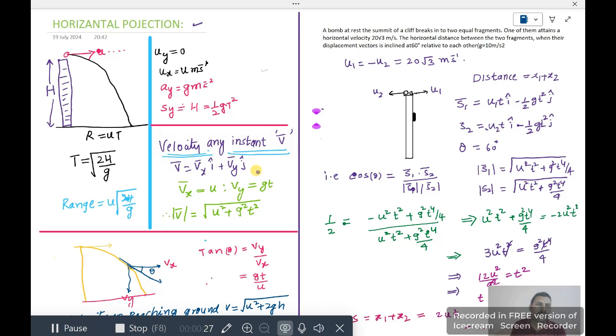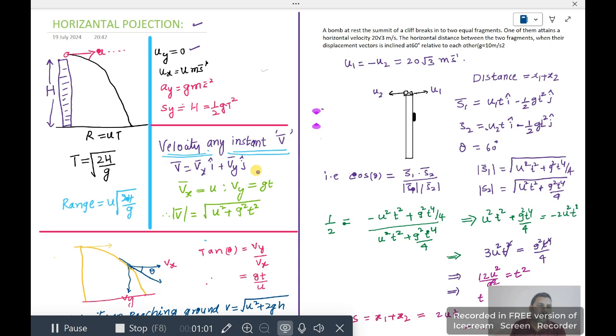That means here the initial vertical velocity is 0, and Ax is not 0 because no net force acts along this direction. Ay is equal to g, the acceleration due to gravity, and Sy is the vertical displacement, that is the height of the tower. Sy is equal to H. And range is equal to horizontal velocity into time.